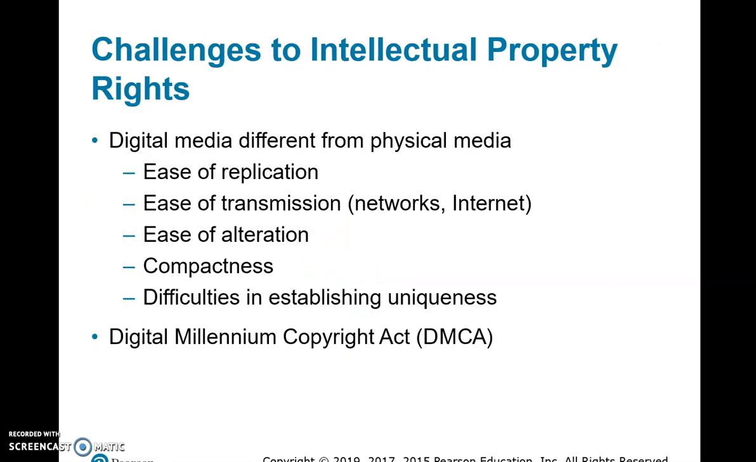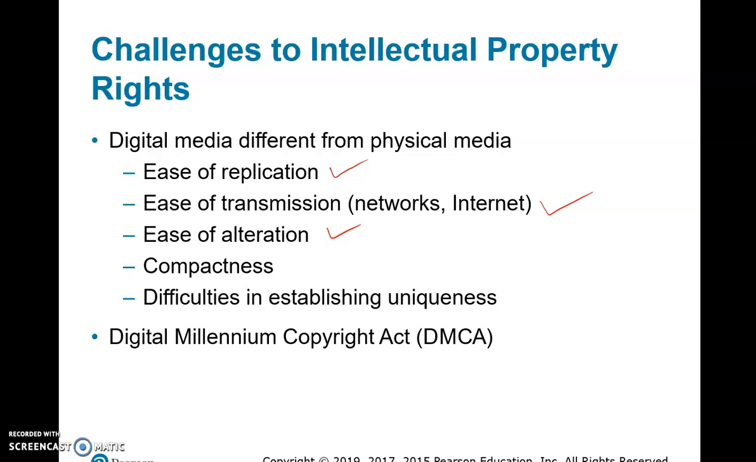The challenge is that digital media is different from physical media like paper and books. Digital media gives you ease of replication, ease of transmission over the internet, and ease of alteration. It is compact, and it is very difficult to establish uniqueness.